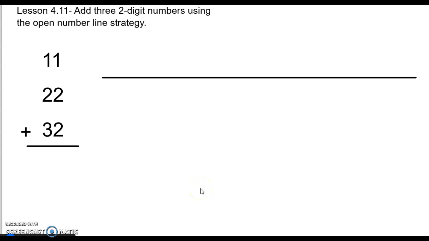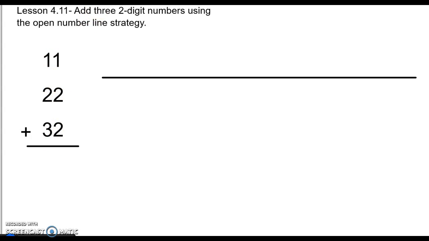Today we are going to be working on lesson 4.11. We are going to be adding three two-digit numbers using the open number line strategy. When adding three two-digit numbers, I like to start from the top and work my way down.